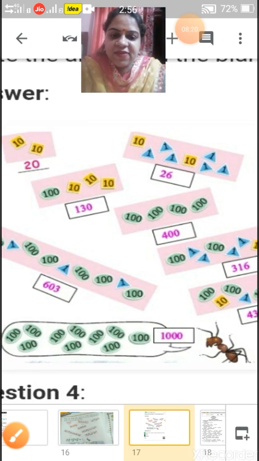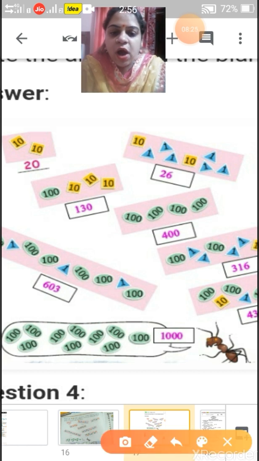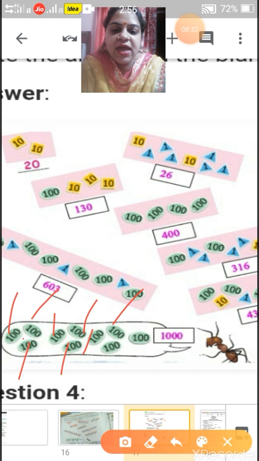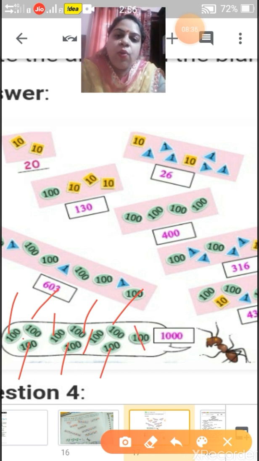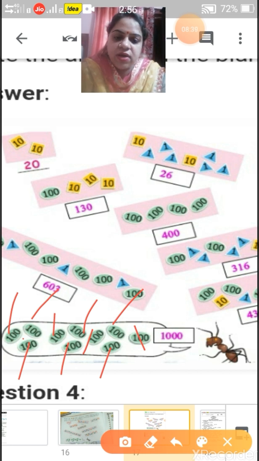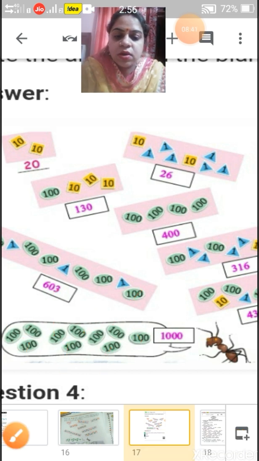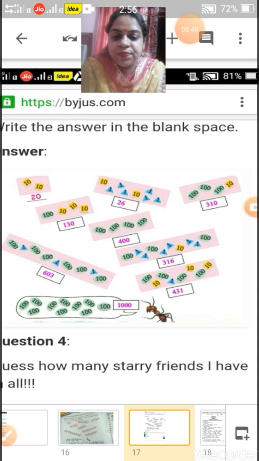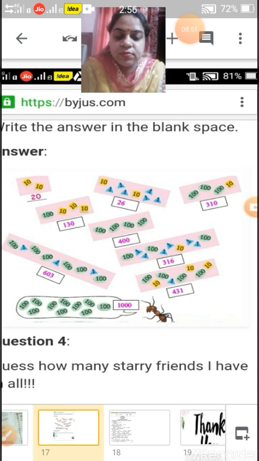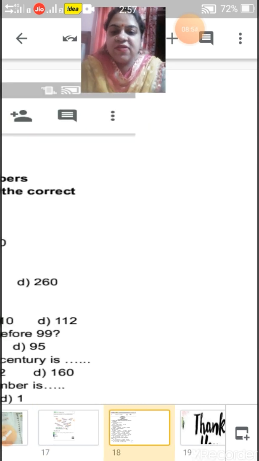Now let's have a look at this. For 1000 how are we using? How many 100 are we using? 10. 1, 2, 3, 4, 5, 6, 7, 8, 9, 10. So 10 into 100 will come to 1000. Okay children. Now I have given you the solution also for this. So you will do it like this. Okay. Now come next.